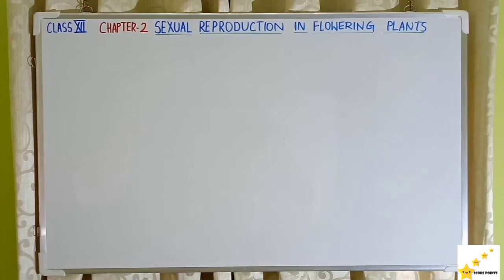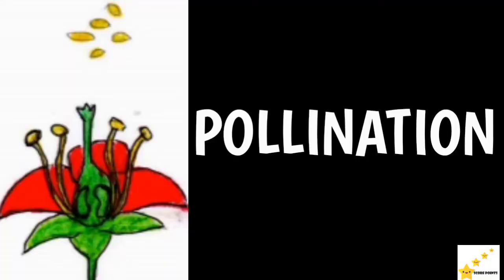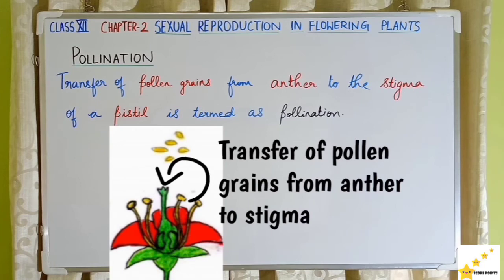In the previous videos we have learned about the male reproductive and female reproductive unit of a flower. In this video we are going to learn about pollination. Pollination is the transfer of pollen grains from anther to the stigma of a pistil. You can see the diagram on the board. Pollinators like honeybees or insects or even birds can help in pollination.